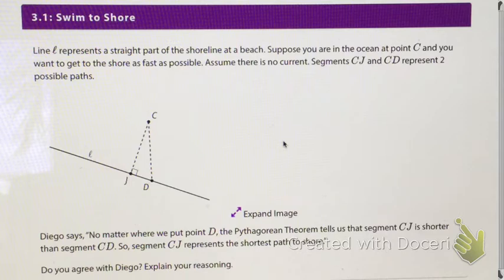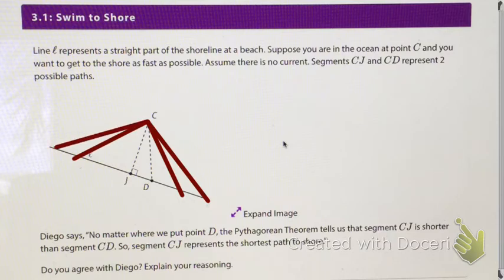The distance from a point to a line. Diego says, no matter where I put point D, CJ is always going to be the shortest path. And he's right, because the shortest distance from any point to a line is always the one that makes the right angle. So that's really what's going on here.